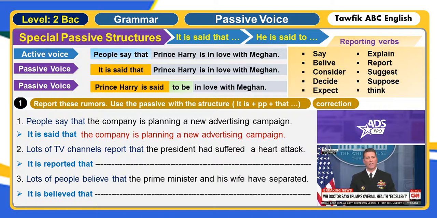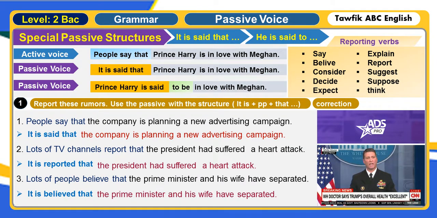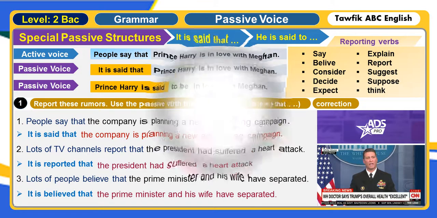Number 2, lots of TV channels report that the president had suffered a heart attack. So it is reported that the president had suffered a heart attack. Number 3, lots of people believe that the prime minister and his wife have separated. So it is believed that the prime minister and his wife have separated. Okay, I hope that is clear right now.